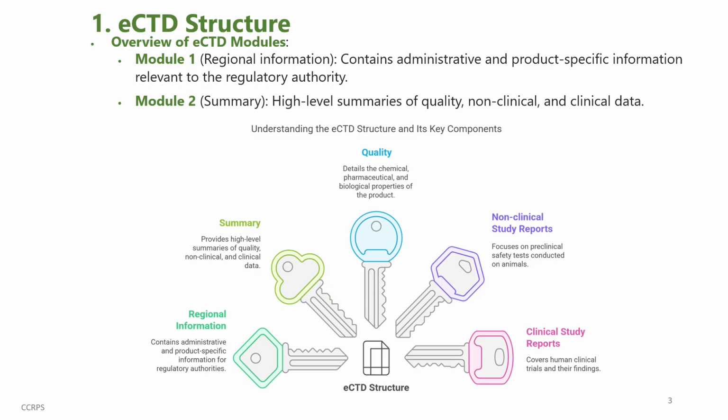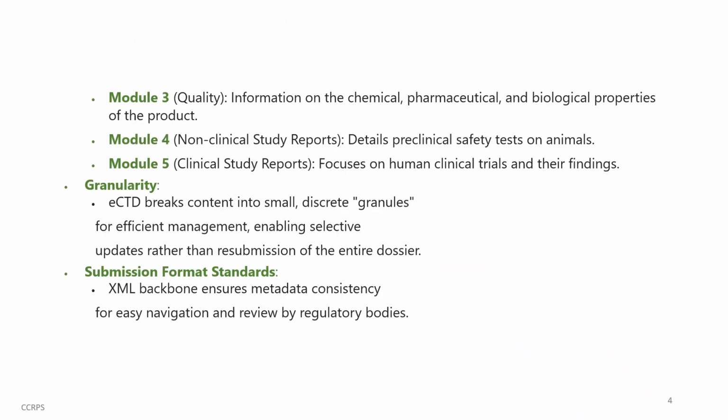Understanding the eCTD structure and its key components. Regional information containing administrative and product-specific information for regulatory authorities. A summary, which provides high-level summaries of quality, non-clinical, and clinical data. Quality, that details the chemical, pharmaceutical, and biological properties of the product. Non-clinical study reports, which focus on preclinical safety tests conducted on animals, and clinical study reports, which cover human clinical trials and all their findings.